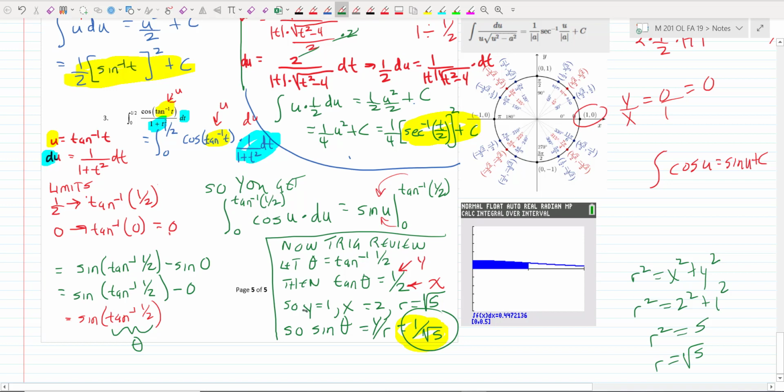Ultimately we're doing the sine of that inverse tangent. Well, the sine is y over r, so all we got to do is y over r, which is 1 over root 5. Now that's the answer to the problem. That's a good problem to try to check on your graphing calculator too. I'm not going to do that on this problem, but it's a worthwhile exercise to try to do.